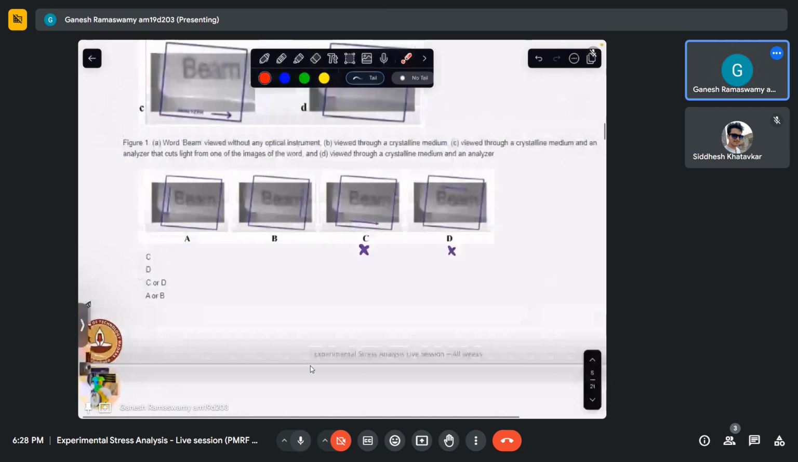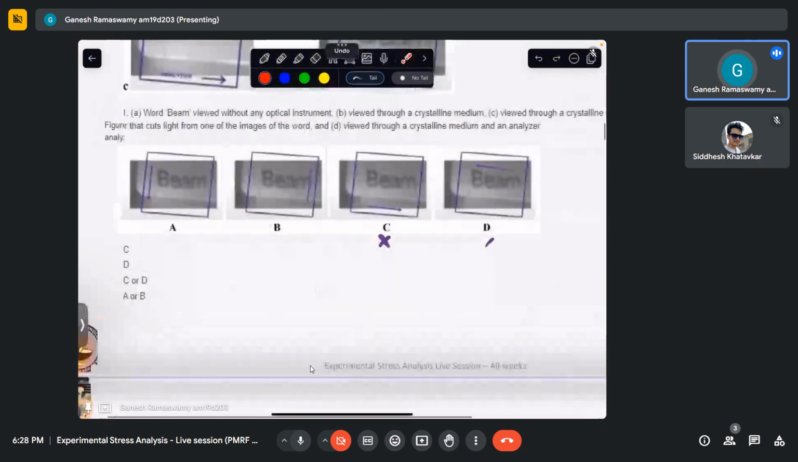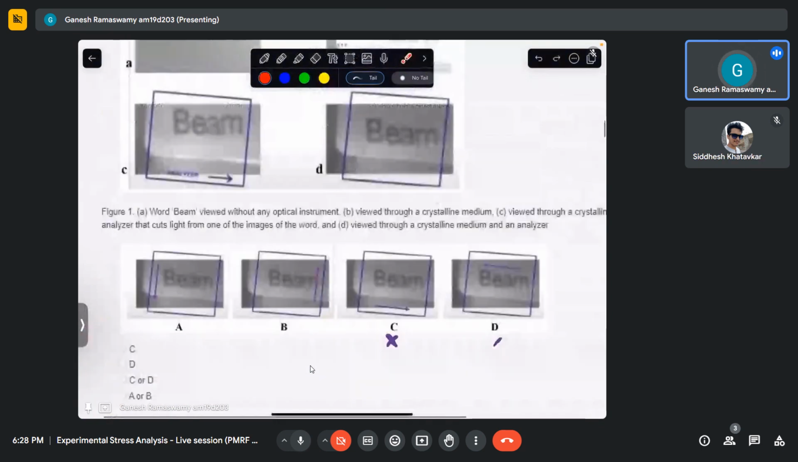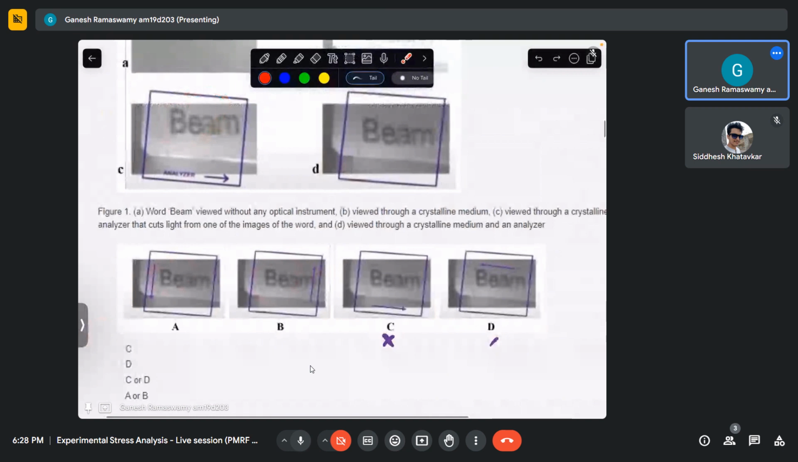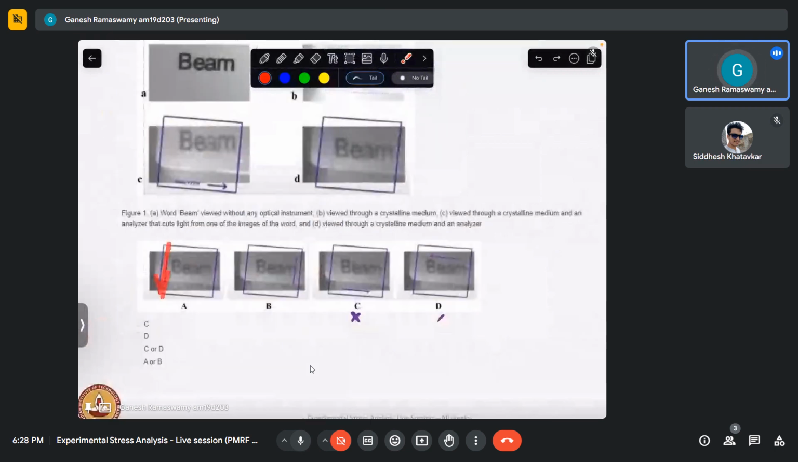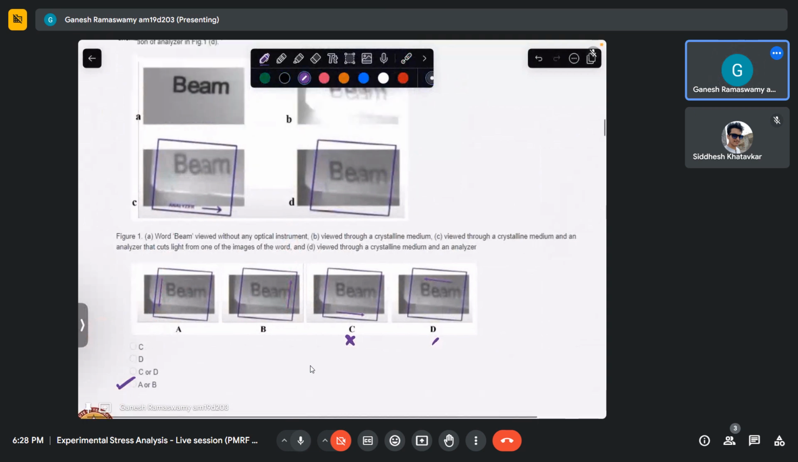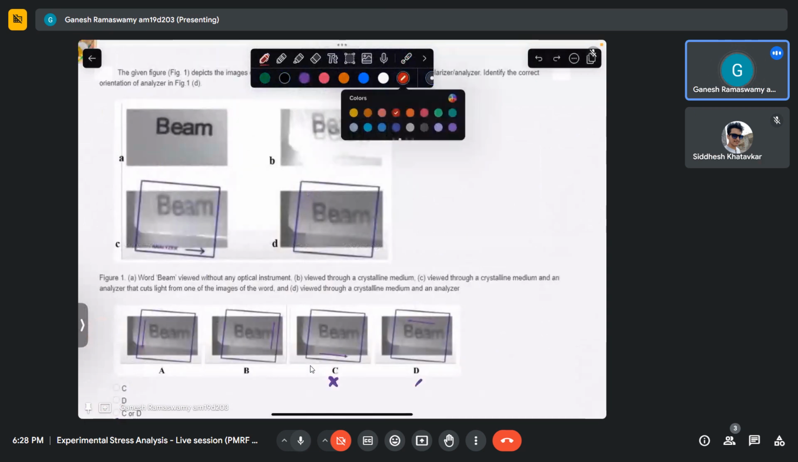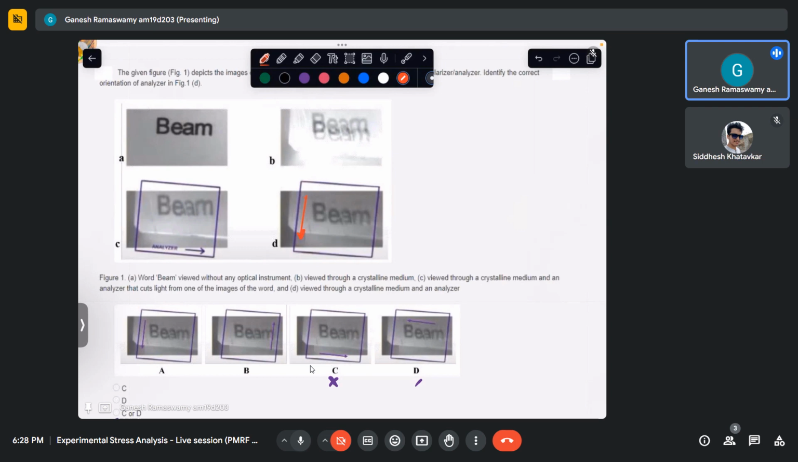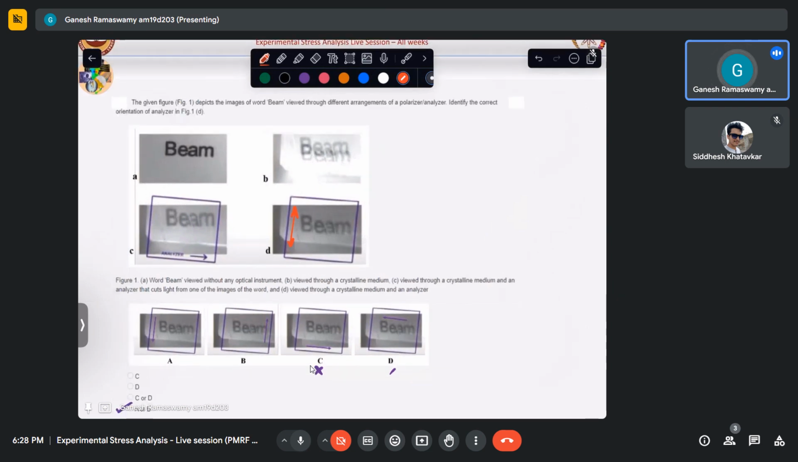From the question, the difference between A and B with respect to option C is that the word beam is shifted in A and B, which is consistent with what we want. The difference between A and B is that in one case, the analyzer is placed this way, and in the other, it is placed at 180 degrees, which is one and the same. So the analyzer can be both ways, which is why A or B could be the correct answer.